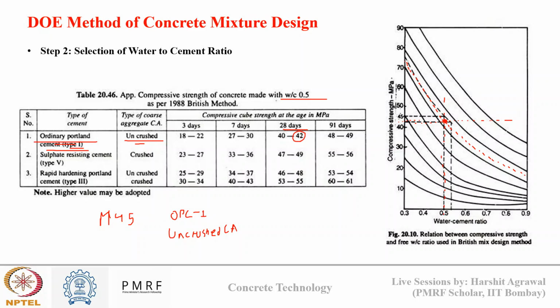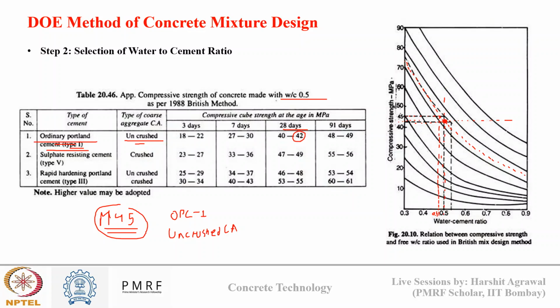Now I will draw a curve parallel to the other curves passing through this point, and on this curve, for the desired strength value of M45, I will draw a horizontal line and check where it is dropping vertically. Like this, I will determine the W by C ratio I require. So the W by C ratio I require for M45 will be around 0.475 or 0.46.